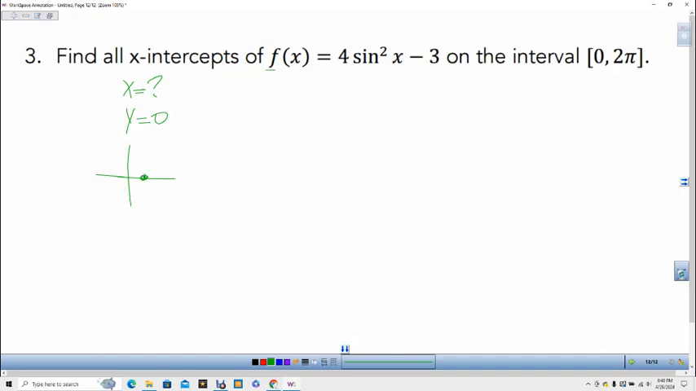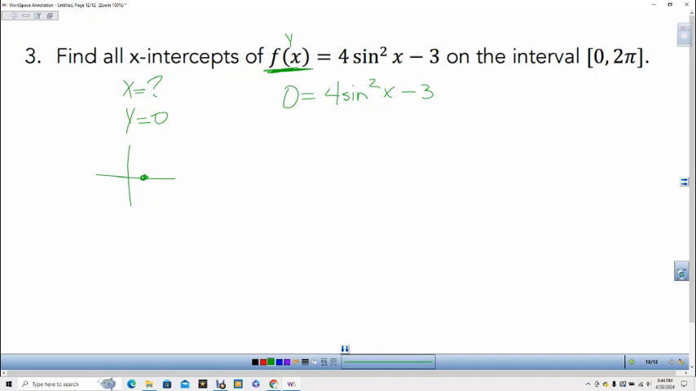What's another way of saying 0 or saying y? F of x. So we've got y equals 4 sine squared x minus 3, and then all we need to do is 0 is equal to 4 sine squared x minus 3. And then what you can do is you can solve this. This would maybe not be a calculator problem. Let's see. It doesn't look like it's going to be, just to be honest with you.